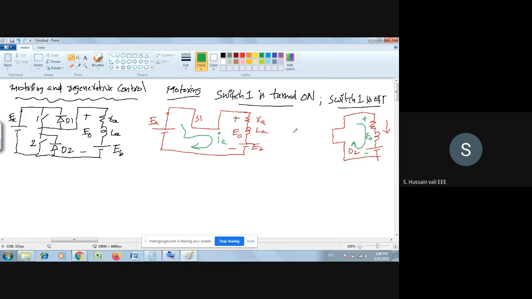So you can say this is first quadrant operation. You can simply say it is a first quadrant operation, because in the first quadrant operation both output voltage and output current are positive. That's called motoring control. Now coming to the regenerative control.